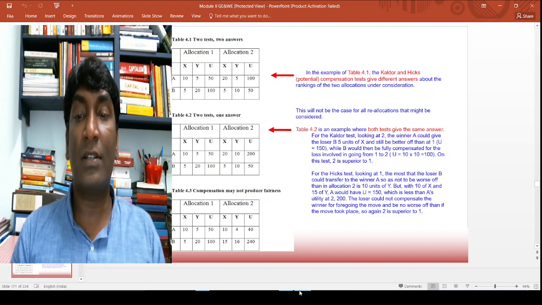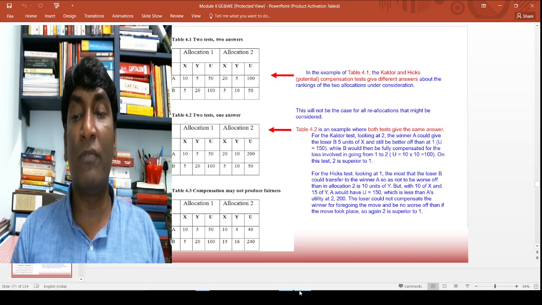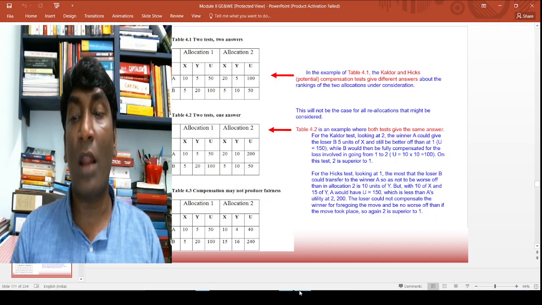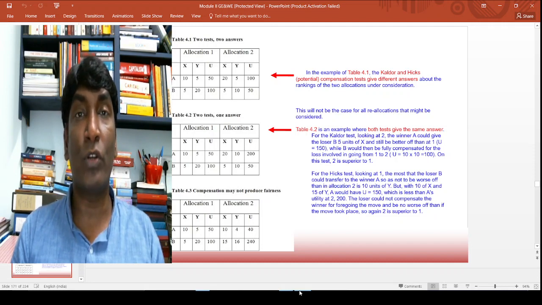For the Kaldor test, looking at table 2, the winner A could give the loser B 5 units of X and still be better off than at 1, that is, utility is 150, while B would then be fully compensated for the loss involved in going from 1 to 2, that is, you have a utility which is 10 times 10, which is equal to 100. On this test, 2 is superior to 1.